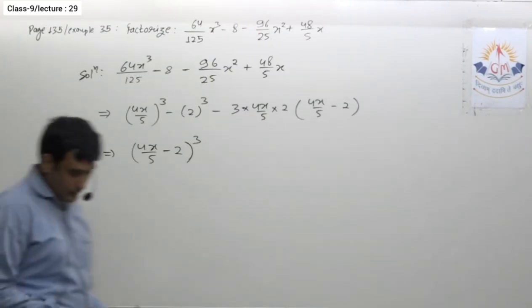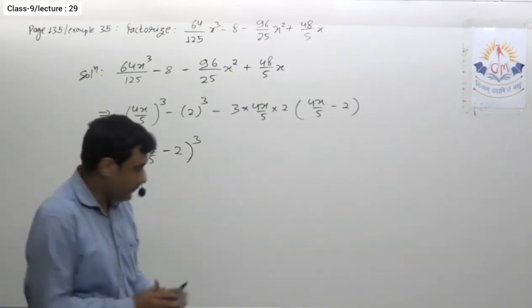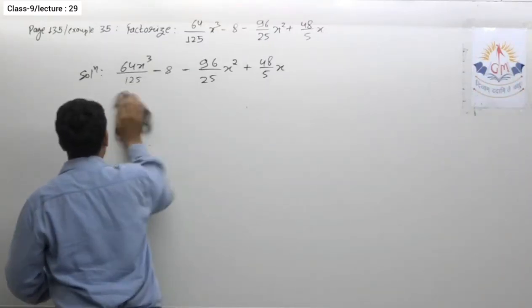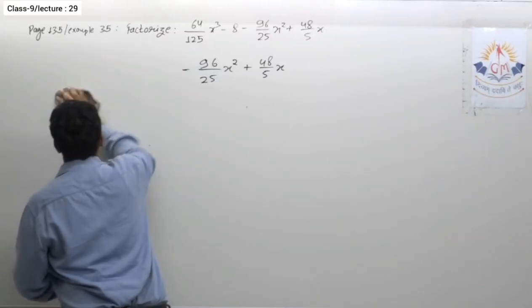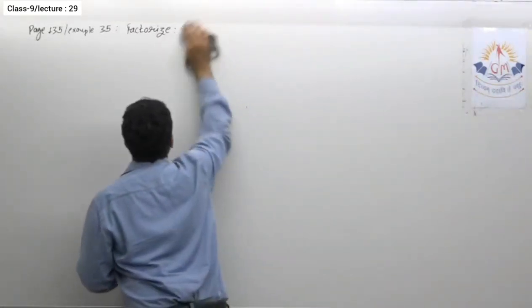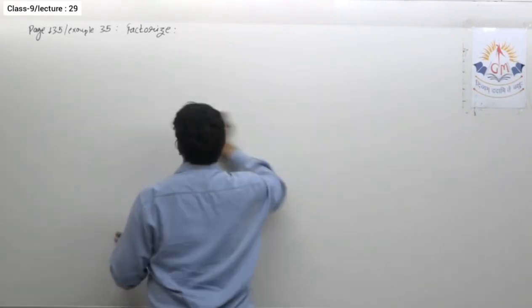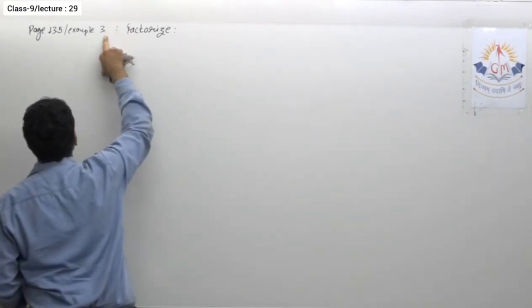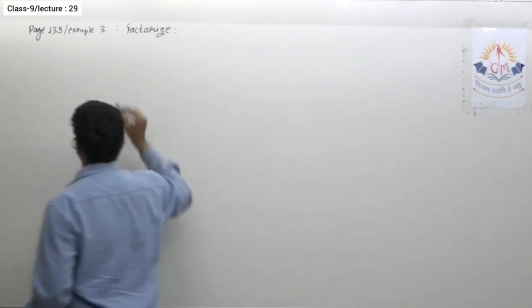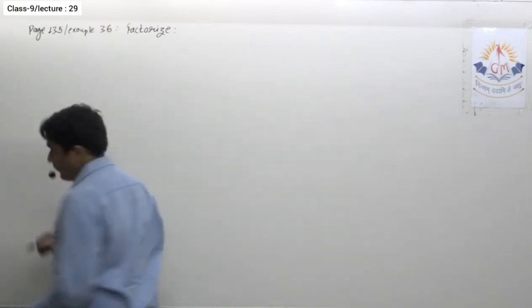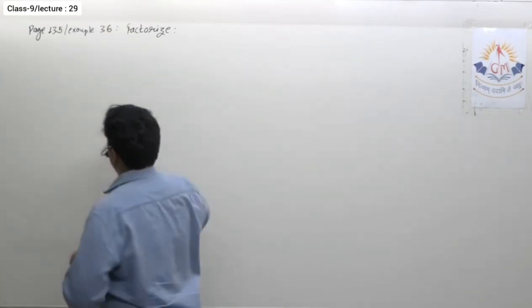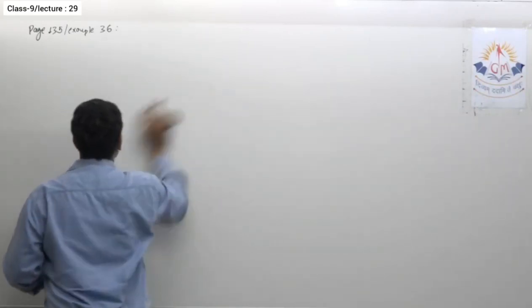Okay, now let us see the next question. Example number 36, page number 35. Again, factorize or simplify. Actually, it is written simplify, so let us simplify.